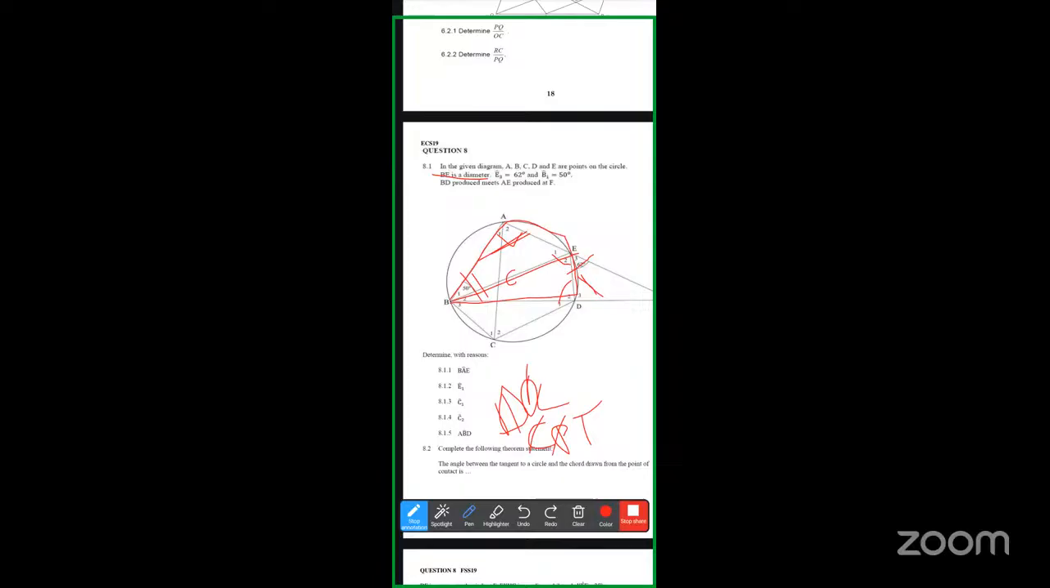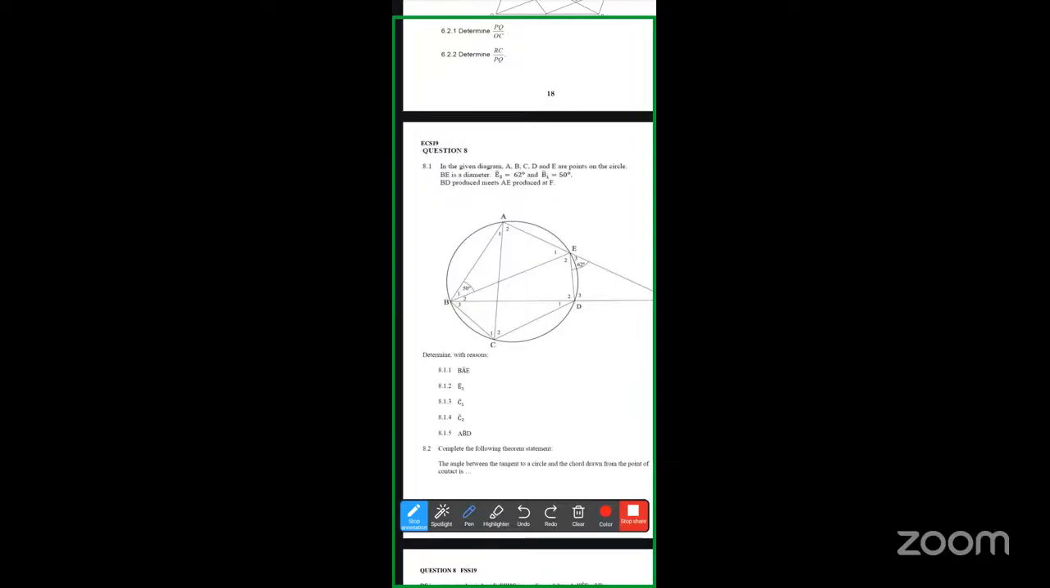Parallel lines, there are no parallel lines. A tangent, there's no tangent. Oh, fine. I also can see another cyclic quad. This is a cyclic quad as well. This angle plus this angle is equal to 180 degrees. This angle plus this angle is equal to 180 degrees. Okay, done. We are done analyzing the diagram, so we can just dive into the question.